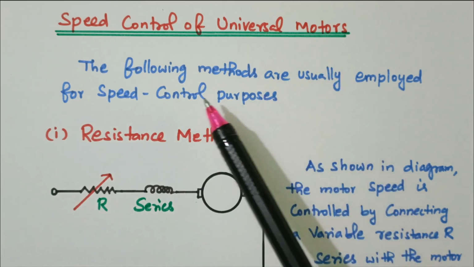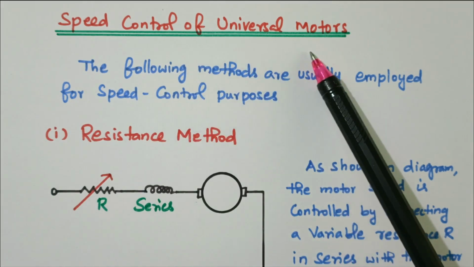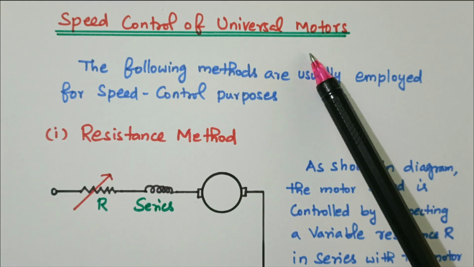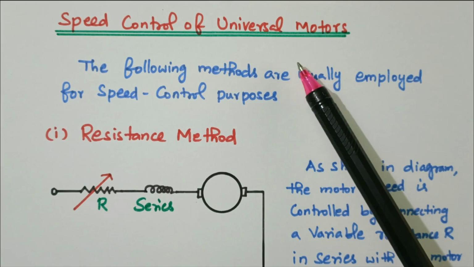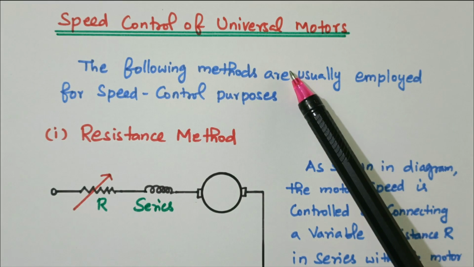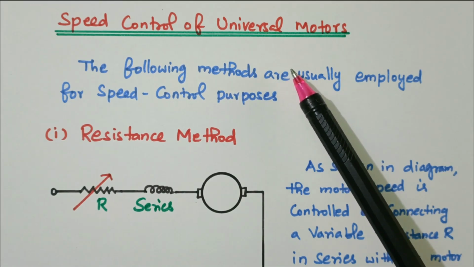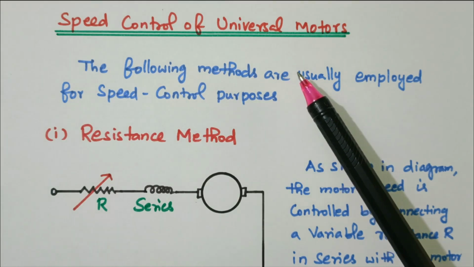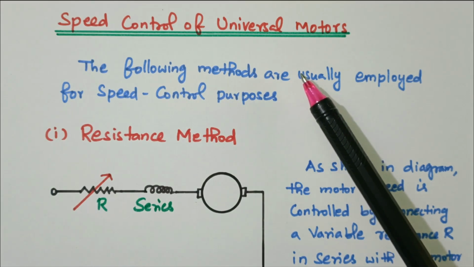Now we'll go to the topic, speed control of universal motor. The name universal motor implies that it can be operated on both AC as well as DC supply. That's why it is called a universal motor. The main application of universal motor is high speed applications, for example, food and drink mixers, sewing machines, portable drillers and vacuum cleaners.